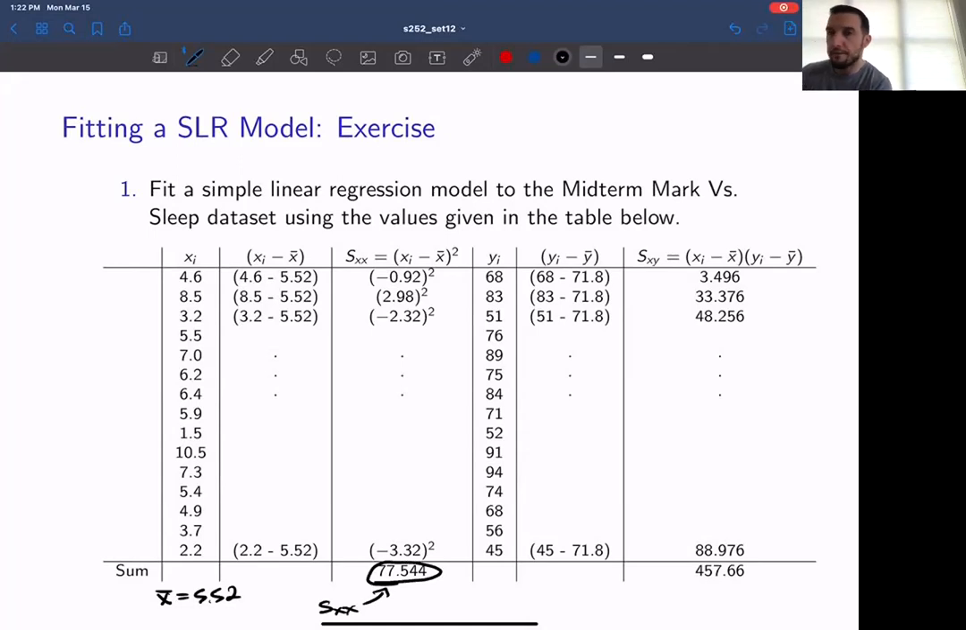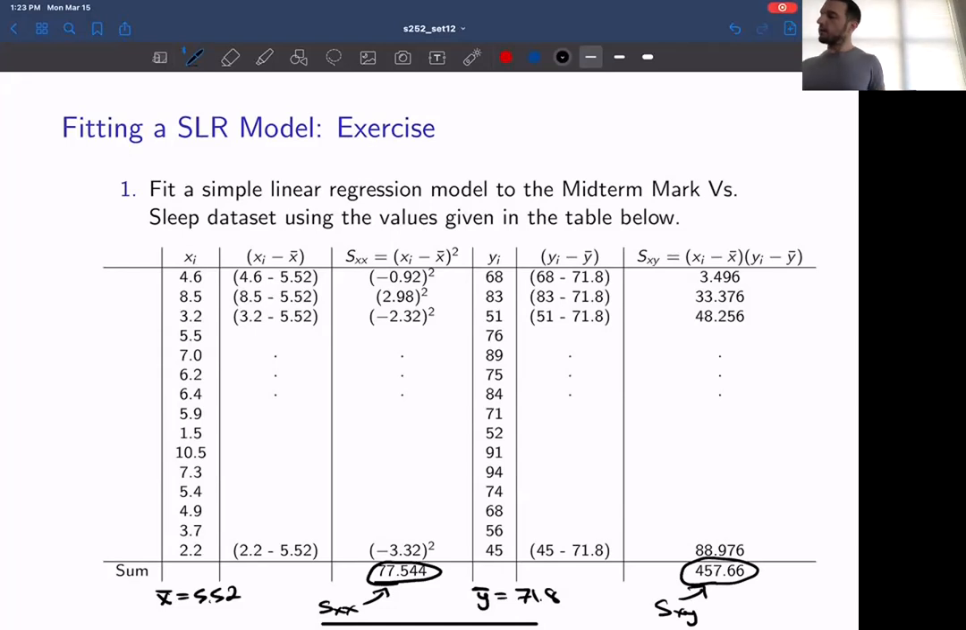Now we do a similar thing for SXY. We have all of our y values shown here in the fourth column. We find y bar in the normal way, so that's 71.8. Then we take the differences between each observation and that mean, and multiply that by the difference of xi and its mean, and we get 3.496 for the first observation, 33.376 for the second, etc. Then we sum all of those, and that gives us SXY. These are illustrations of how to compute those two values. We shouldn't need an explanation of the means because it's just the sum of the values over n.